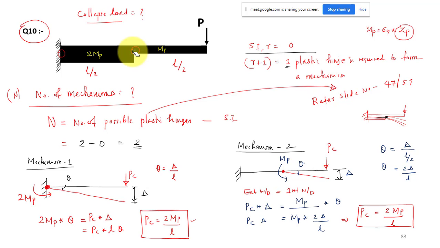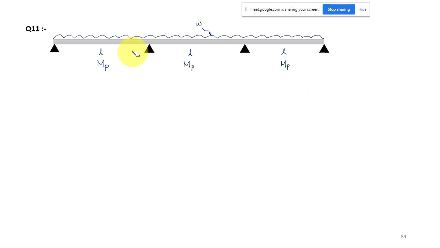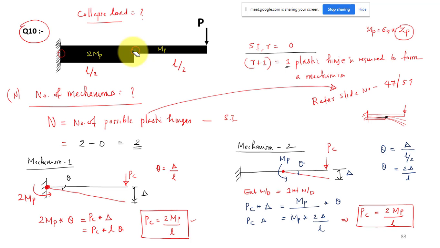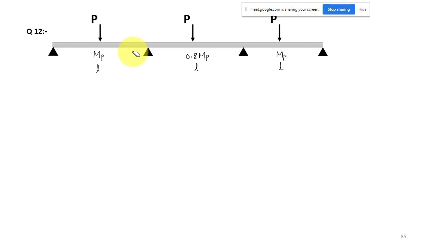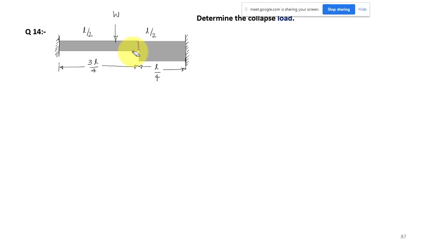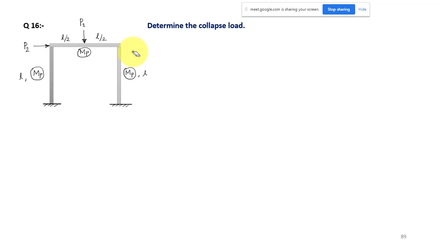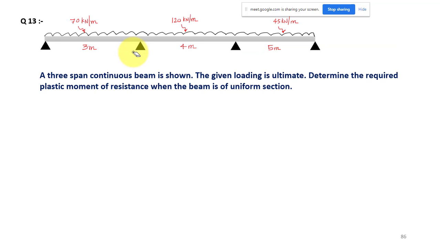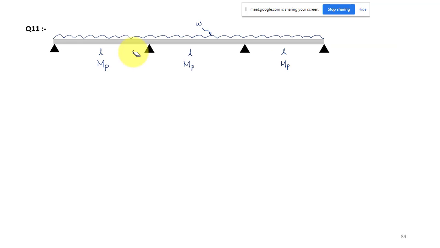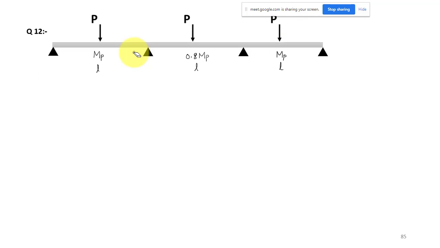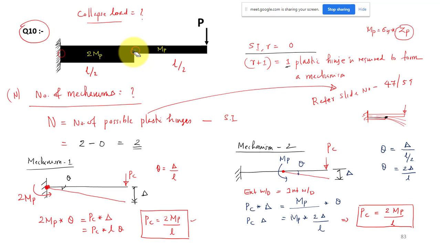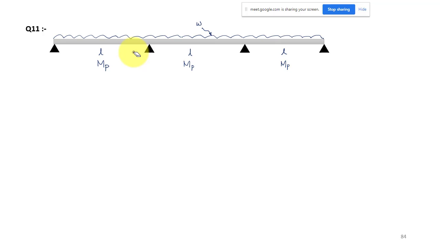So any doubt in this question? So we have 11, 12. So 11 and 12 we will solve. These are simple questions. Okay, so next we will go to the continuous beam.